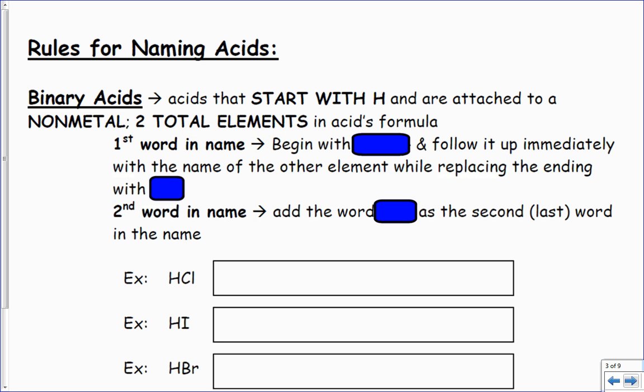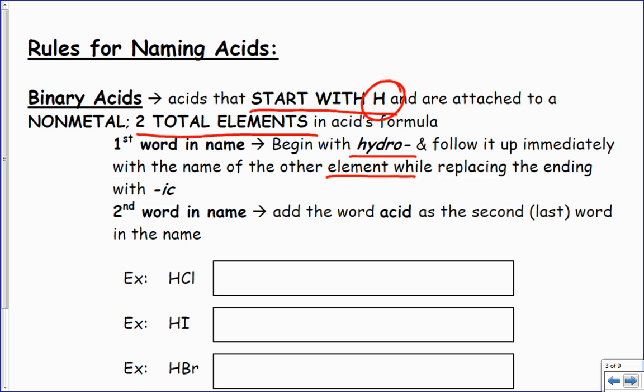Binary means 2, so there's 2 total elements involved. The first word in the name begins with hydro because the first element is usually H. Acids that start with hydrogen, H. So the first word's going to be hydro, and then the element that follows it, I'm going to replace it with an ic, and then of course it's going to end in acid. So here, H becomes hydro, chlorine becomes chloric, and then we say acid.